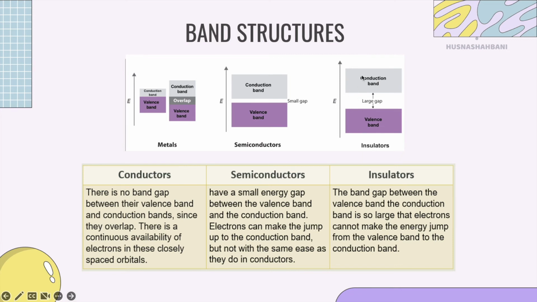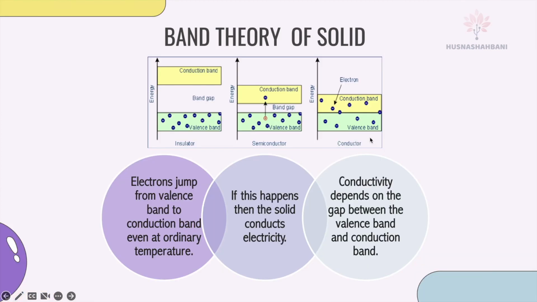But in an insulator, if you look at the gap, it's a bit large. The band gap between the valence band and the conduction band is so large that electrons cannot make any energy jump from the valence band to the conduction band. So there is no electric conduction here in the insulator.